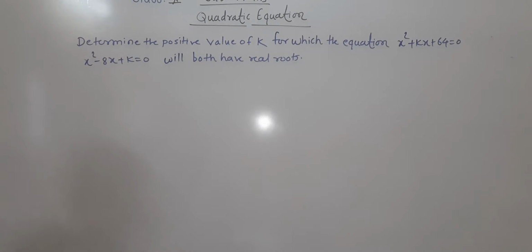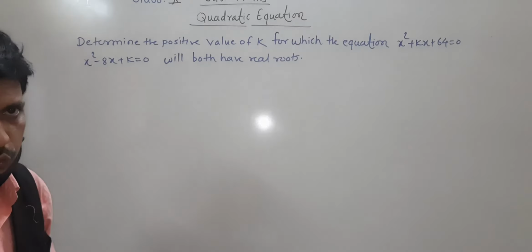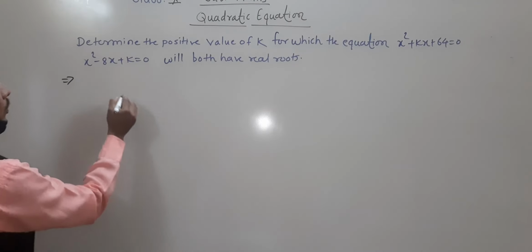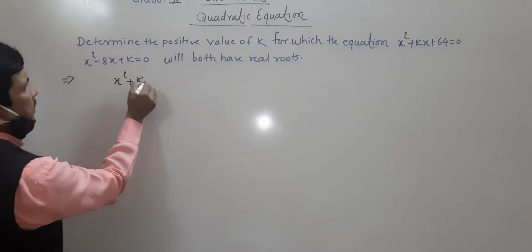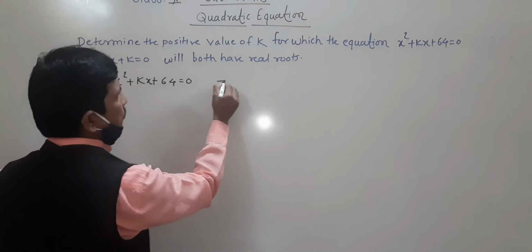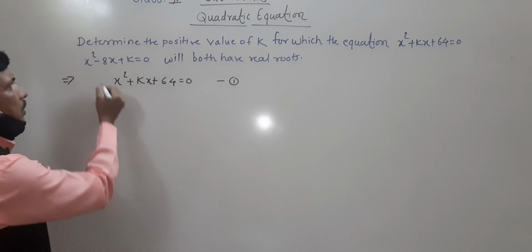Two equations are given and both the equations have real roots. Okay, so now what is given here? x square plus kx plus 64 is equal to 0. This is, I am saying, the first equation. This is the given equation.